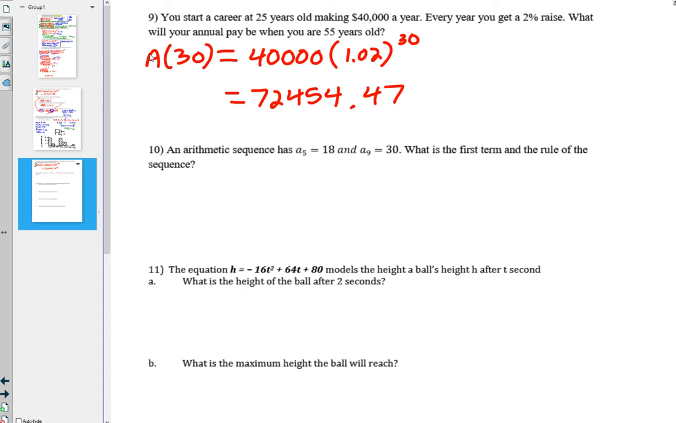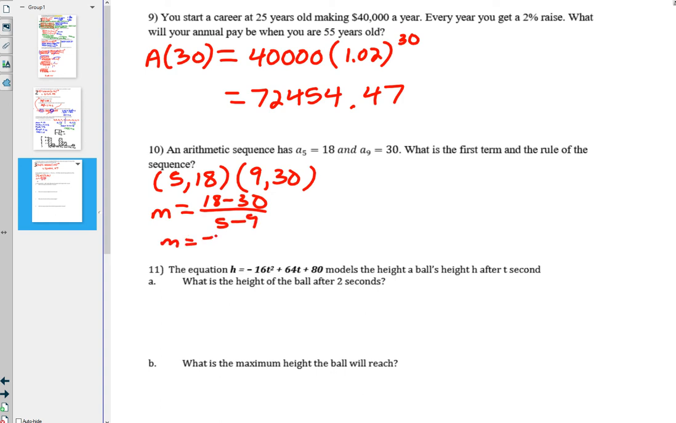As slope. So really we can use slope formula with these points. If the fifth number is 18, then this has an ordered pair of (5, 18) and of (9, 30). You can then find the slope, which is going to be 18 minus 30 over 5 minus 9. That's negative 12 over negative 4, which is positive 3.